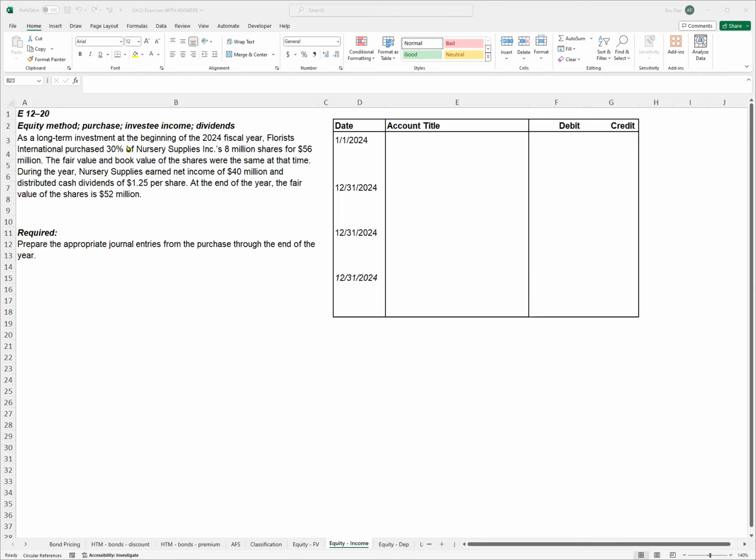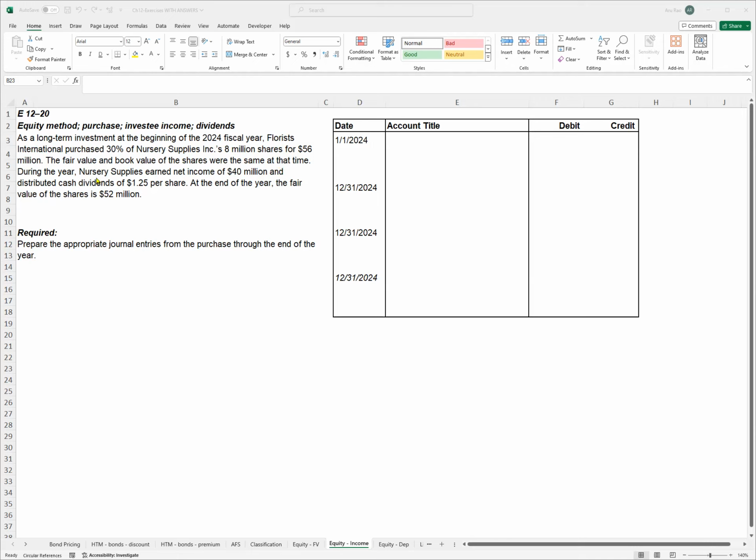As a long-term investment at the beginning of the 2024 fiscal year, Florus International, we are the investor, purchased 30% of Nursery Supplies Inc.'s 8 million shares for $56 million. So Nursery Supplies has a total of 8 million shares. We purchased 30% of that. We paid $56 million. The fair value and book value of the shares were the same at that time, which basically means I don't need to worry about the goodwill that was implicit over there.